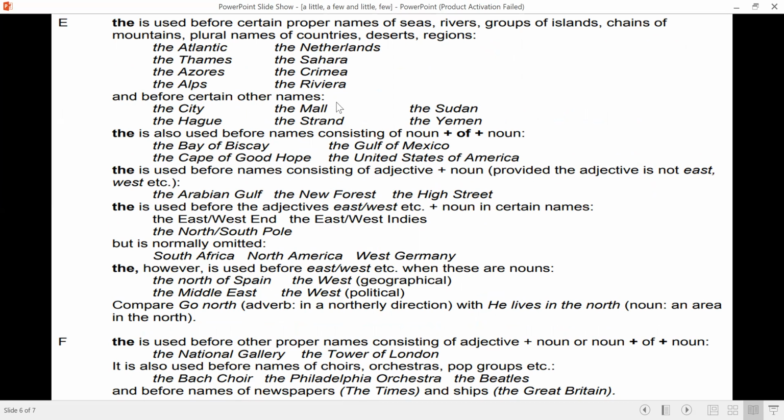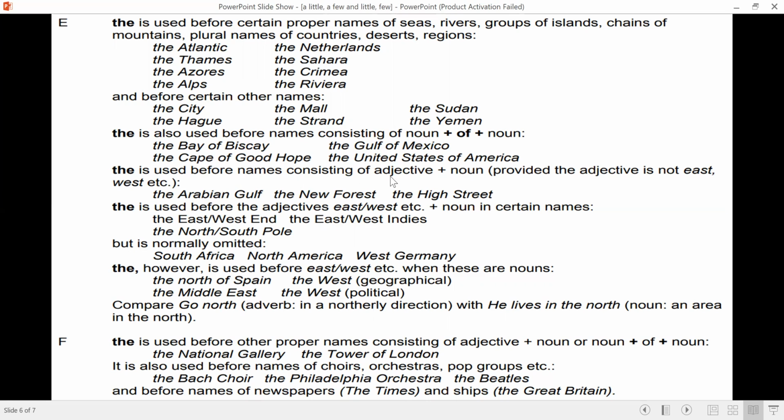And before certain other names like these, the is used before names consisting of noun plus of plus noun. So the can be used before names, especially such names consisting of noun plus of plus noun. The Bay of Biscay, the Gulf of Mexico, the United States. So here this is noun plus of plus noun. The Bay is noun plus of plus noun. So in this structure, the can be used. The Cape of Good Hope, the United States of America, etc.